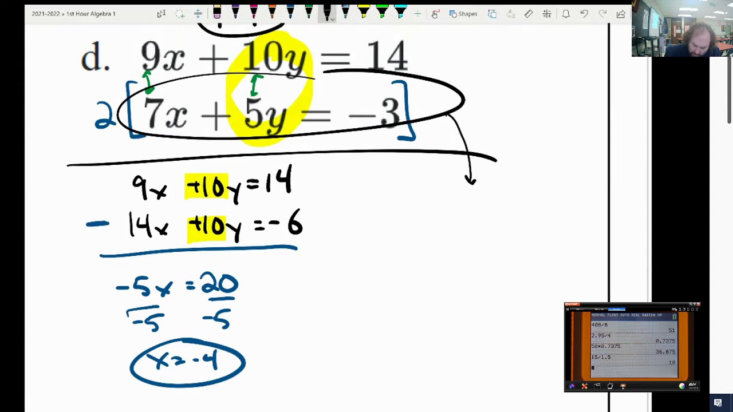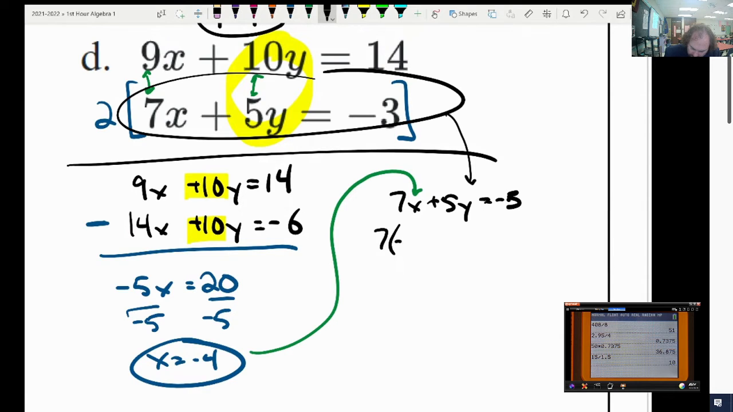Then let's take this bottom equation here. We know that 7x plus 5y equals negative 3. We'll go ahead and plug that negative 4 in for x right there. We'll get 7 times negative 4 plus 5y equals negative 3.